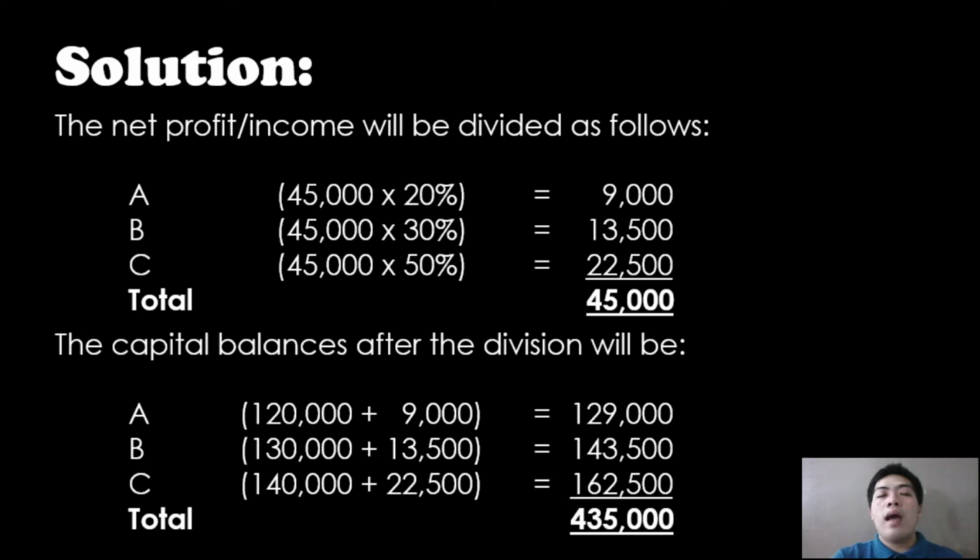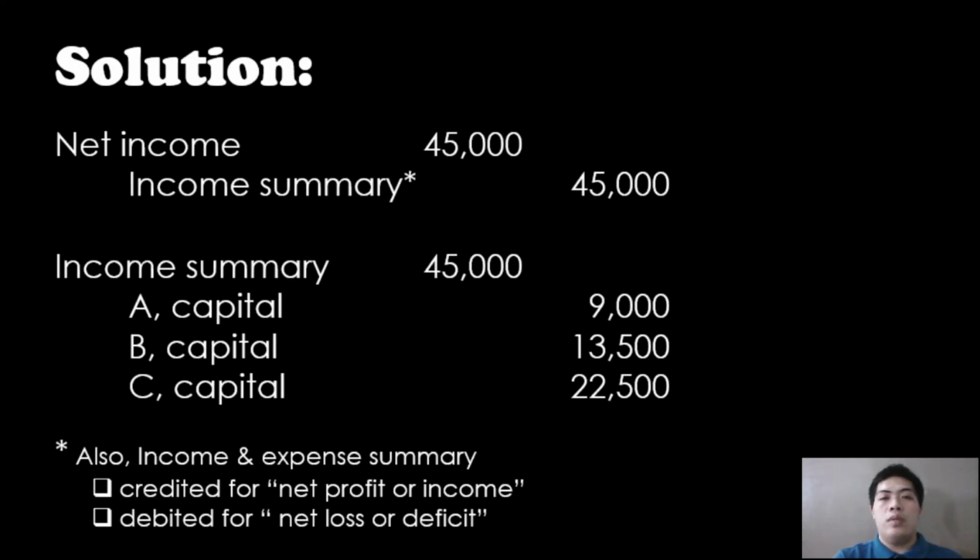So, ito yung kanilang distribution ng profit. 45,000 times 20%, 9,000 kay A. 45,000 times 30%, 13,500 kay B. 45,000 times 50%, we have 22,500 kay C. Tapos yung kanilang capital balances after the division of profit, we have 129,000 kay A, we have 143,500 kay B, and 162,500 kay C. So yung magiging entry niyan, ganito.